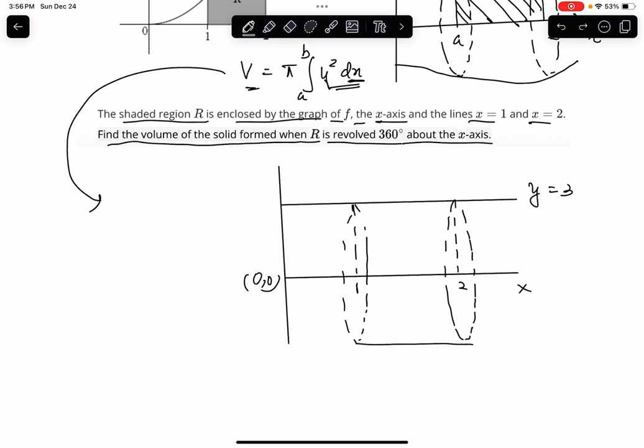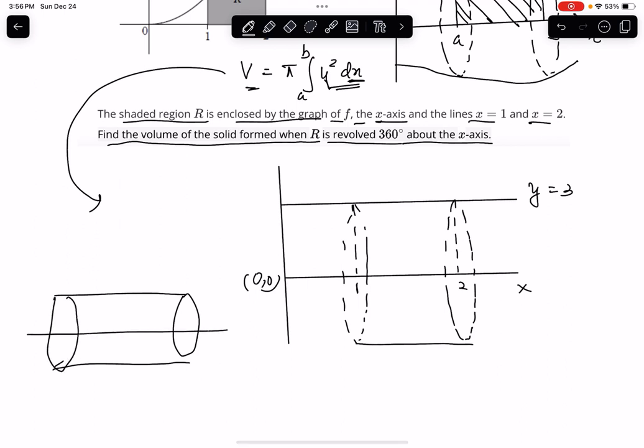So if I make a cylinder like this, the volume of revolution comes this way. So this is your x-axis, up here is your y-axis, and then this is x equals 2 and this is x equals 1, right? So you have made a horizontal cylinder by using the volume of revolution formula.